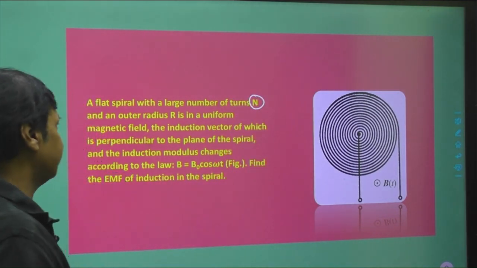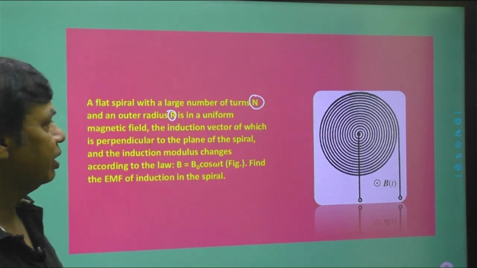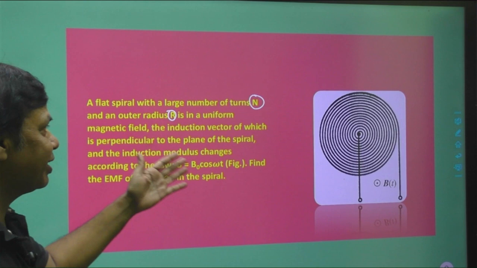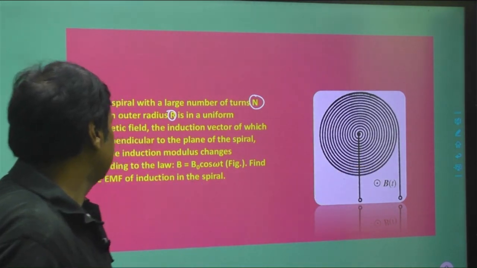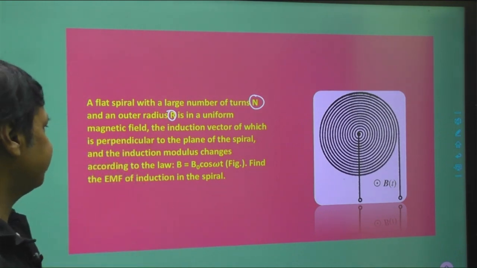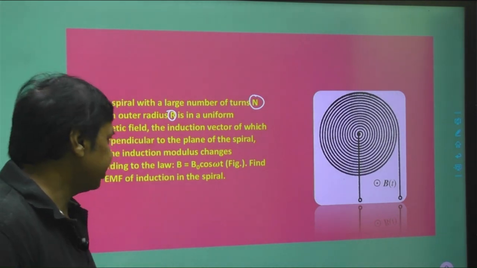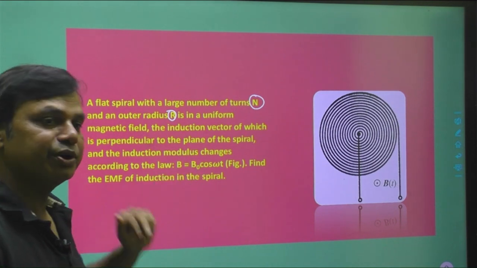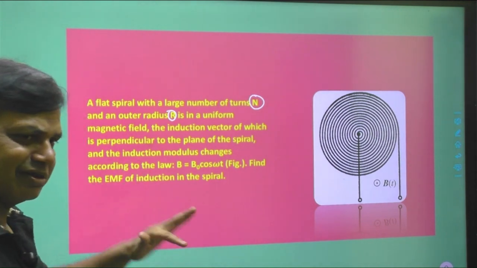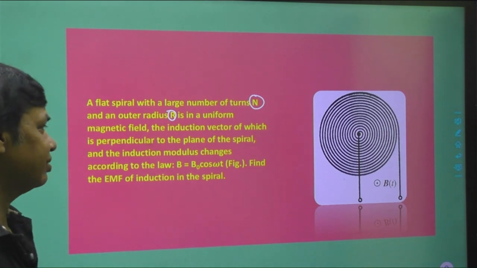And the outer radius R, that is also important, is in a uniform magnetic field, the induction vector of which is perpendicular to the plane of the spiral, and the induction modulus, that means the magnitude of that magnetic field, changes according to the law B equals B naught cos omega t. I deliberately use cos omega t because minus d phi by dt gets compensated. Find the induced EMF in the spiral.